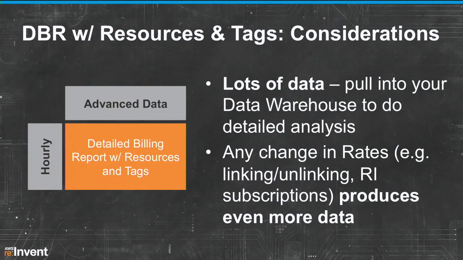Considerations. Once again, lots of data. It's not easily consumable by Excel. Power Pivot might not be able to ingest it either. You might want to put it in your data warehouse. Any change in rates, for example, AWS lowers the cost, or you buy reserved instances, or something else happens to rates, produces even more data, 720 or 744 more line items. It's a huge report.